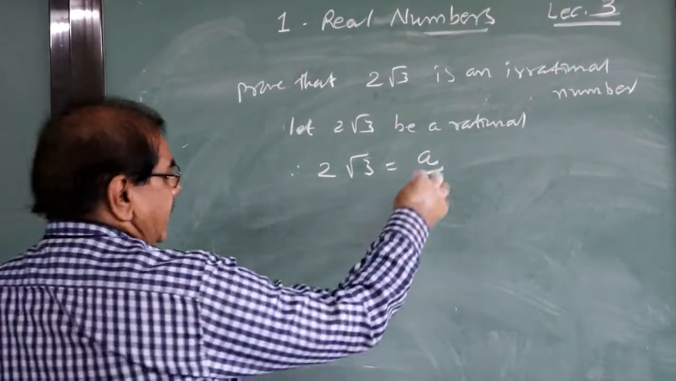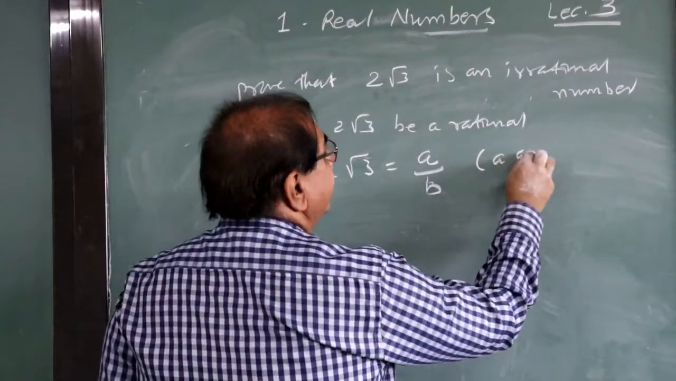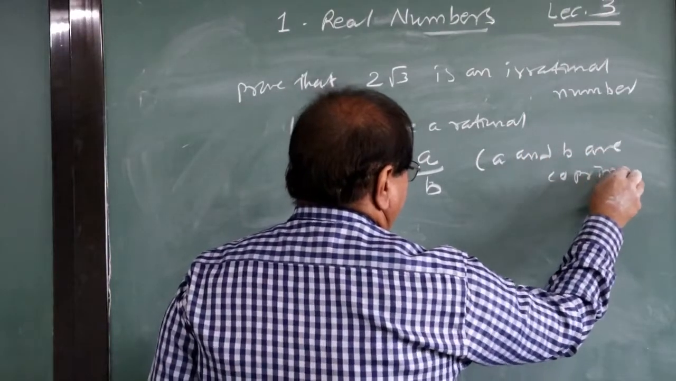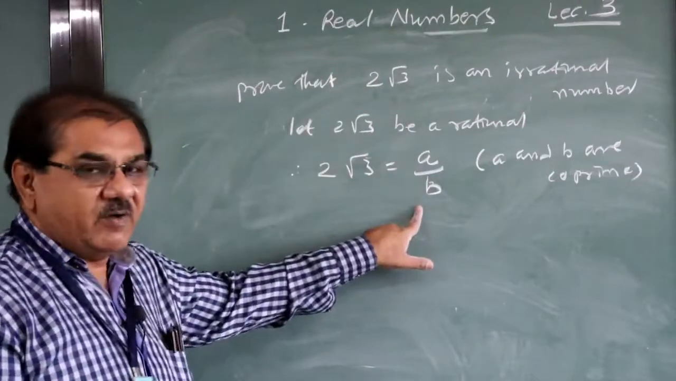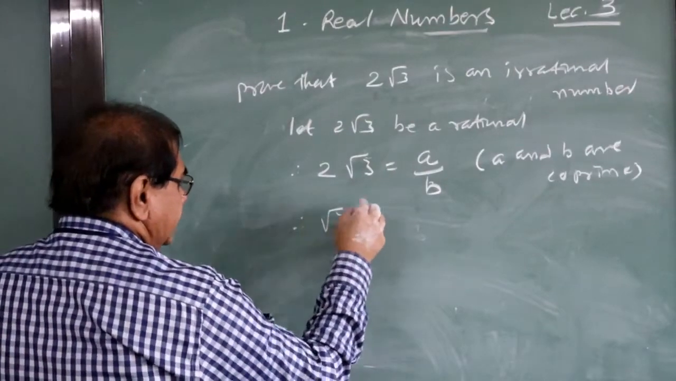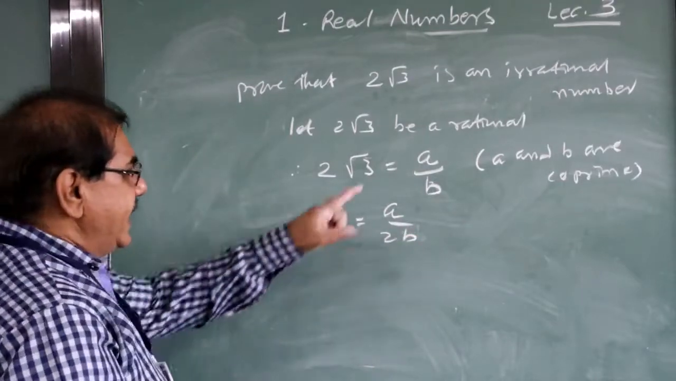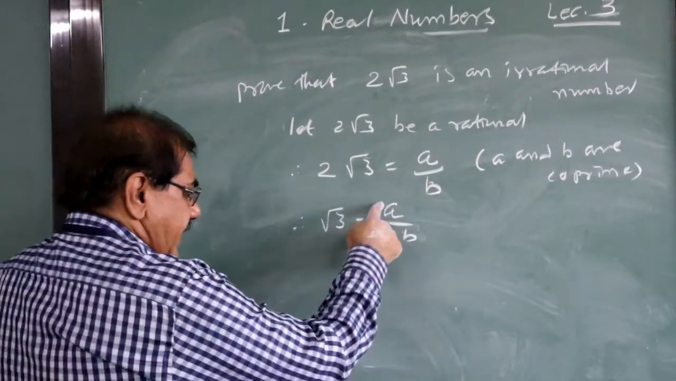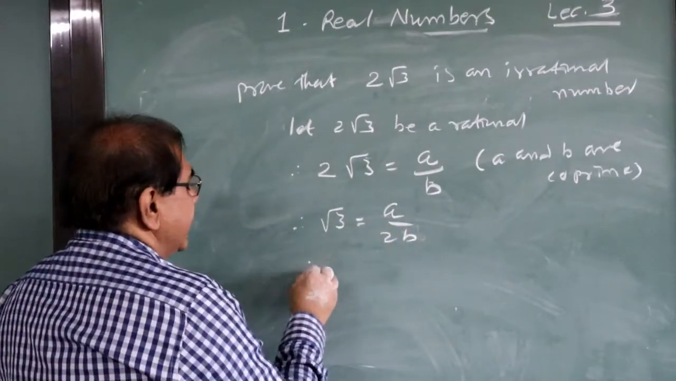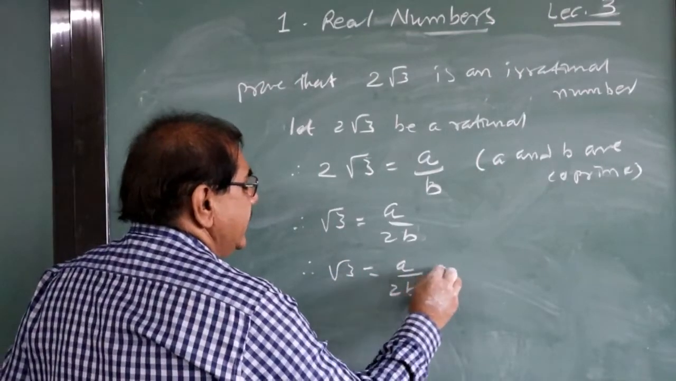Is it clear? And what is the condition? a and b have no common factor. It is reduced form. So a and b are co-prime. It is our assumption. And a and b are what? They are integers. Okay. So now root 3 is equal to a upon 2b. Now as a and b are integers, a and 2b also will be integers. So a upon 2b will be a rational number. So I can say root 3 is equal to a upon 2b, which is rational.